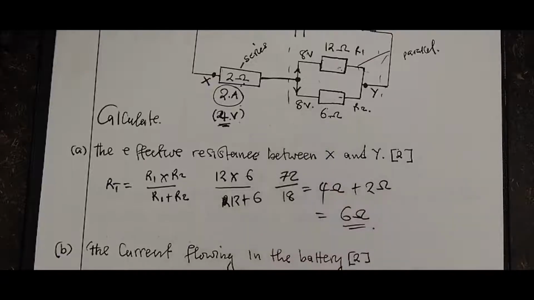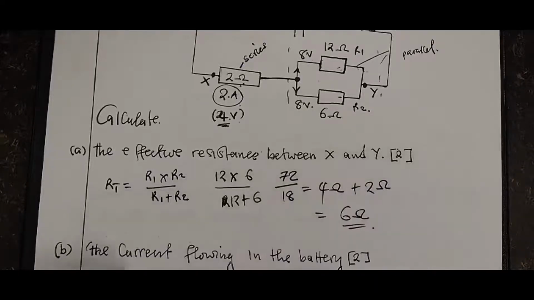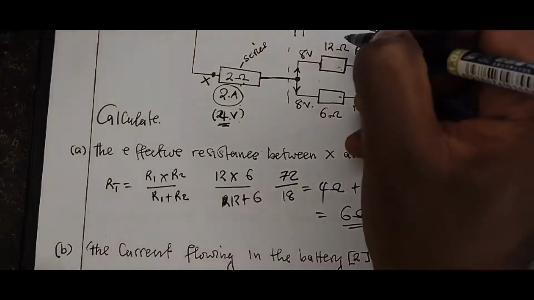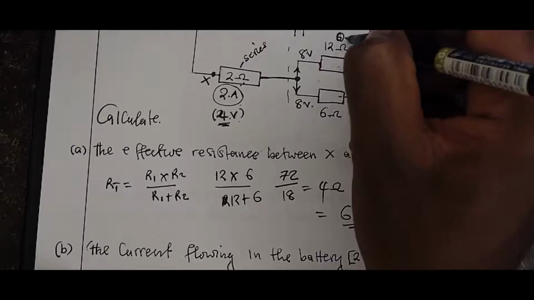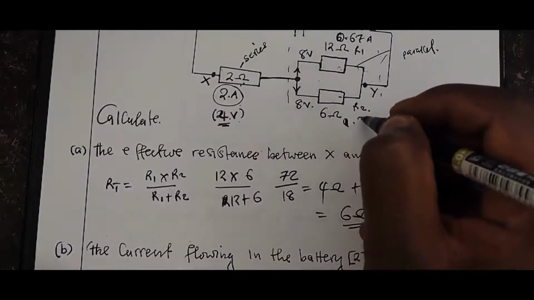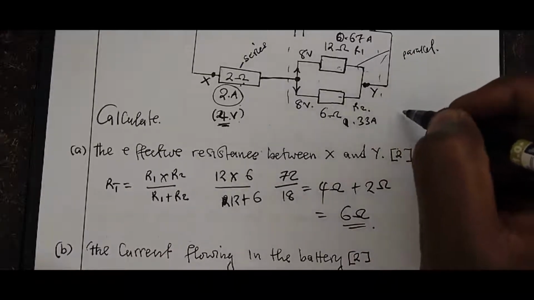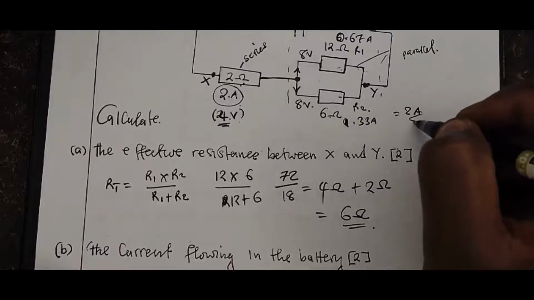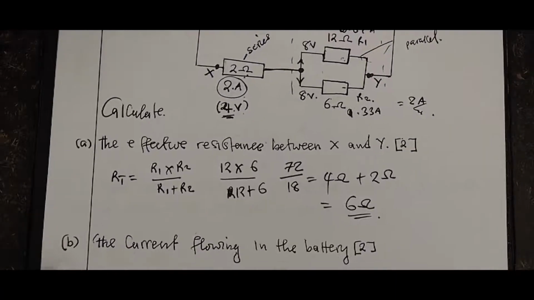So the remaining current out of 2 is the one that passes through the 12 ohms. So if you subtract from 2, you are going to have 0.67. So here the current is 0.67 amp. Here is 1.33 amp. At the end, total current is supposed to be 2 amp. So that is how you go about such a question.